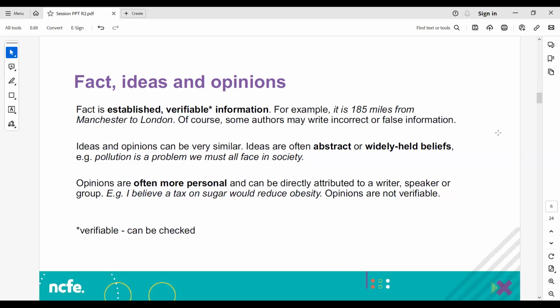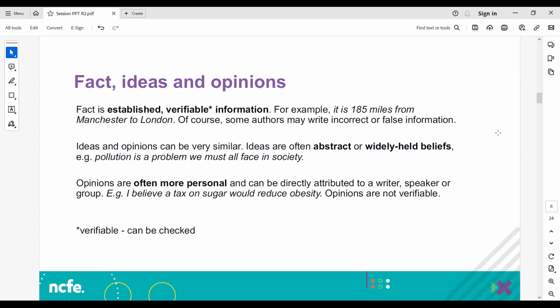But an opinion is more personal. So I think, I believe. So I believe a tax on sugar would reduce obesity. So opinions are not a verifiable fact. For that one, you could go and find some research and back up or discredit that claim. But generally, I believe, I think, is going to be a personal opinion. So you can attribute that directly to the writer or speaker or a smaller group.